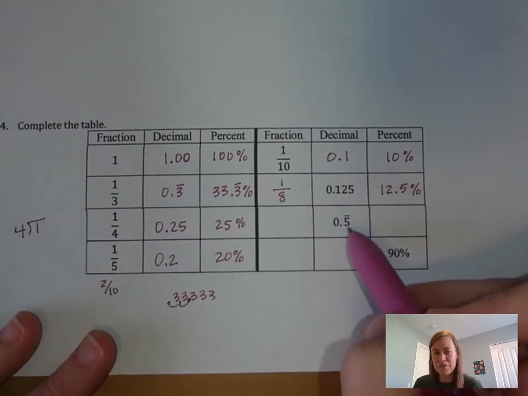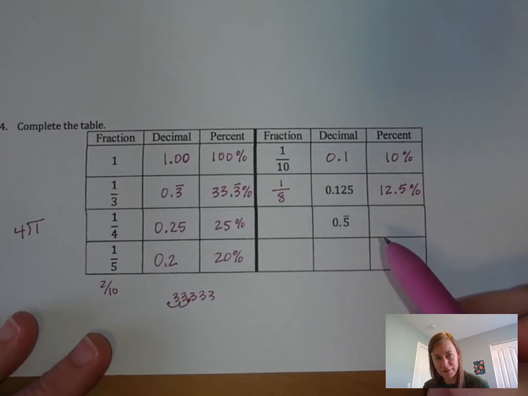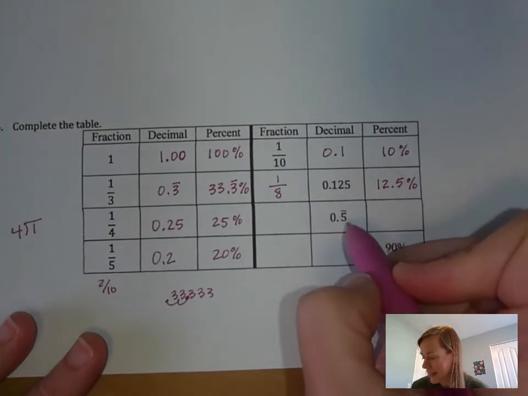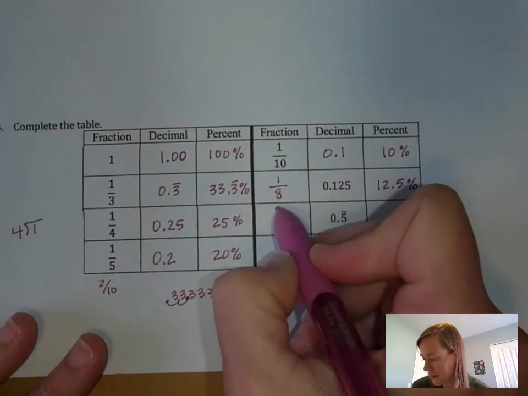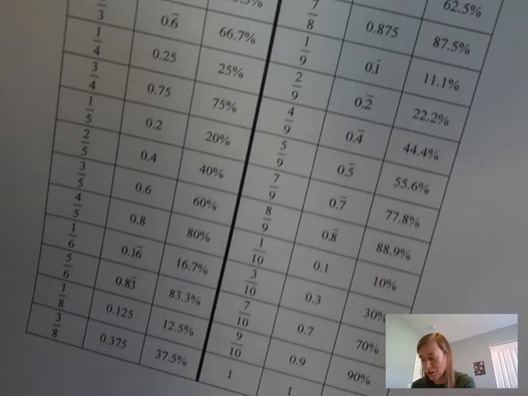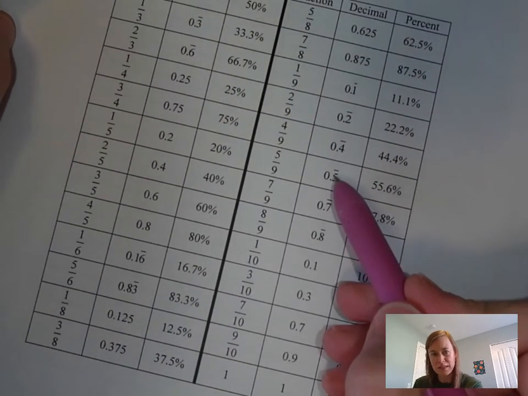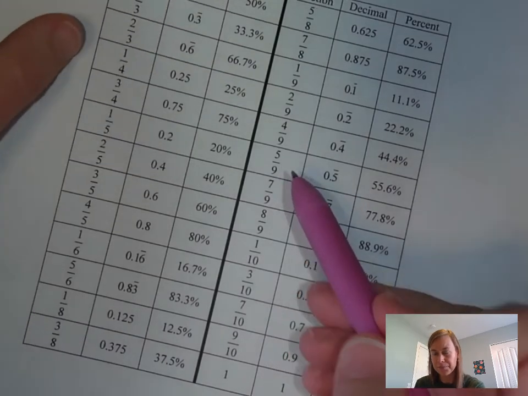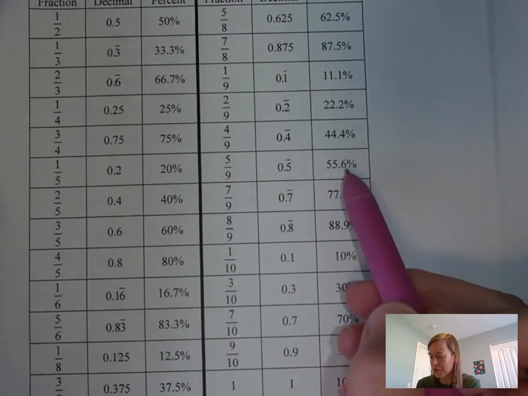Now what about this 0.5 repeating forever? Some of you may have memorized that that's going to be that number, in this case 5, and you're just going to put it over a 9. If you don't have that memorized yet, that's okay. You would go hunting on your chart and you would see 5/9. Now look at what they put for the percentage.